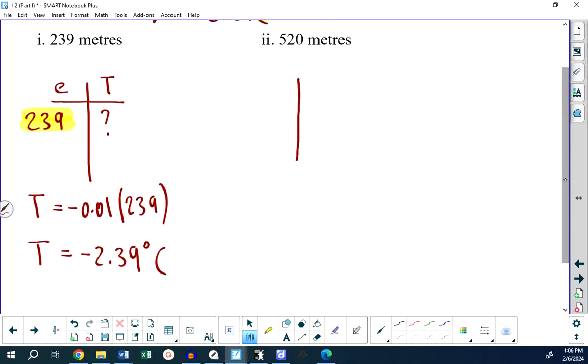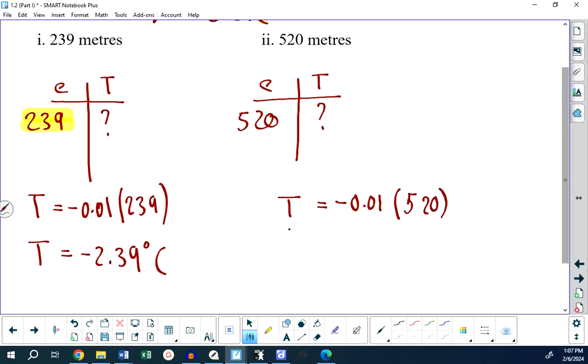In this question, the elevation is 520, and what we are asked to find is the temperature. So we're going to use the formula, temperature equals negative 0.01 times the elevation. And you should get negative 5.2. Are we okay with that example, that question? We have one more to go.